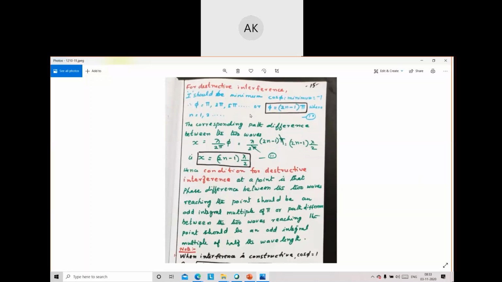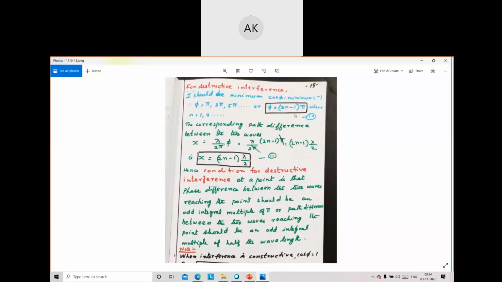Pi, 3 pi, 5 pi. Here we have written phi equal to (2n minus 1) into pi, because we have already taken n equal to 0 as the central bright fringe. If we are taking n as 1, we can write plus 1. When n equal to 0, what do we get? 2 into 0, 0 minus 1, into pi, so that is minus pi.